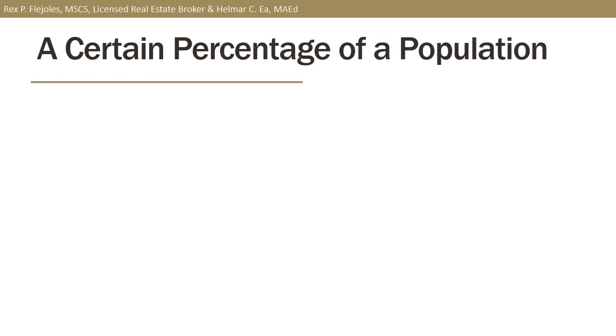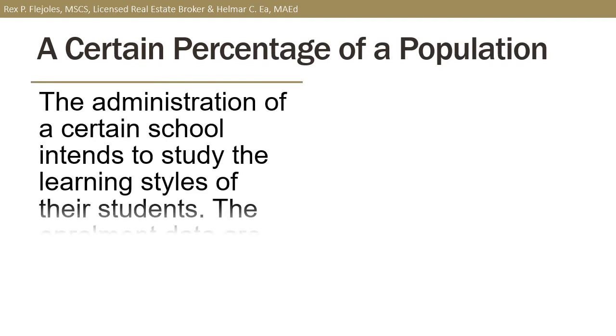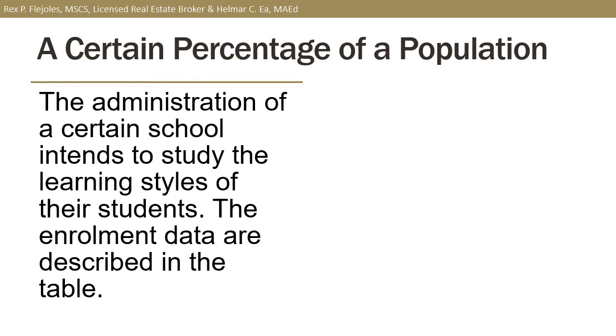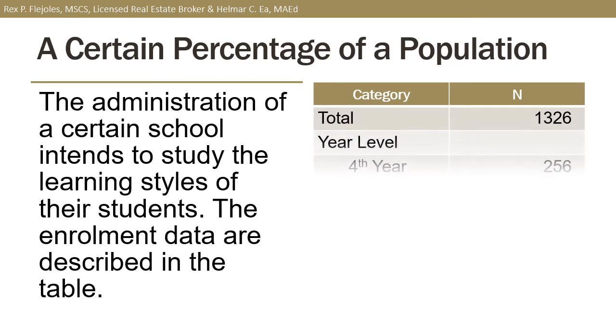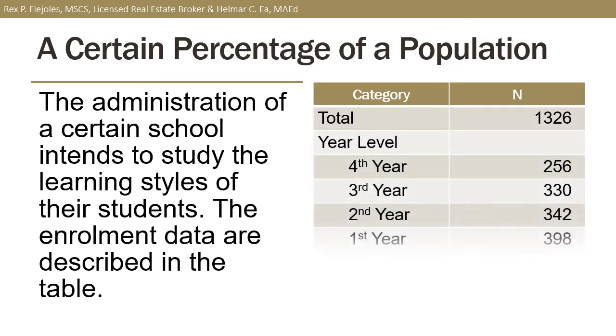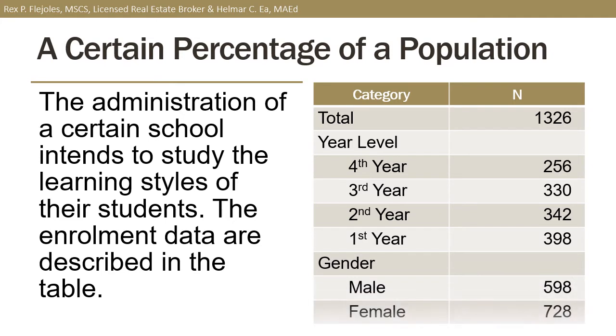Let us proceed to another example. The administration of a certain school intends to study the learning styles of their students. The enrollment data are described in the table. There are 1,326 students. When they are classified according to year level, 256 are 4th year, 330 are 3rd year, 342 are 2nd year, and 398 are 1st year. When they are classified according to gender, there are 598 male students and 728 female students.